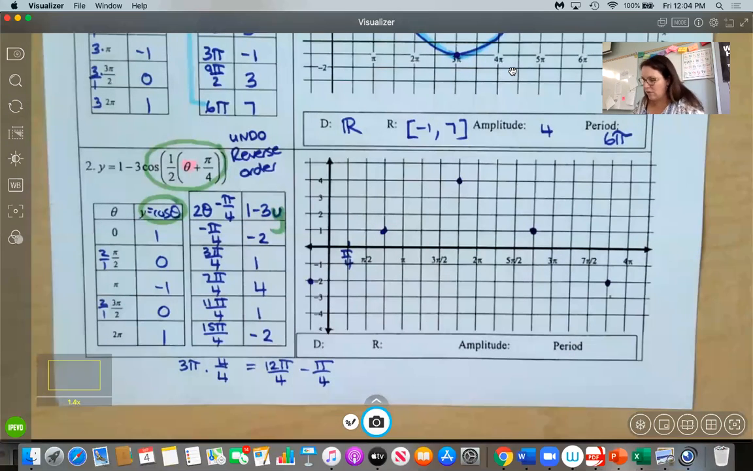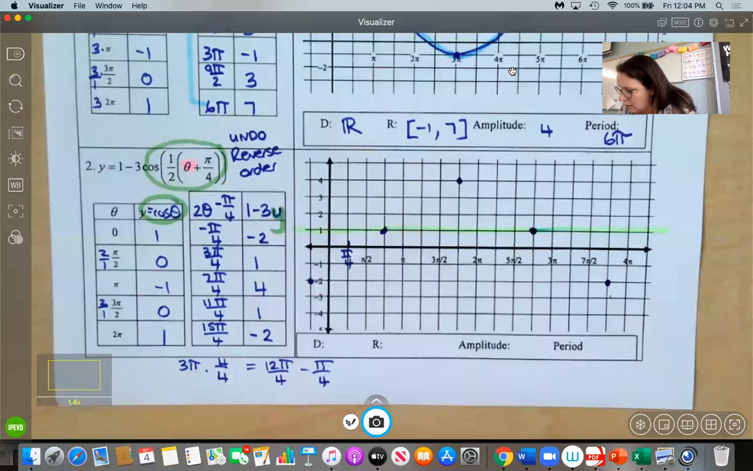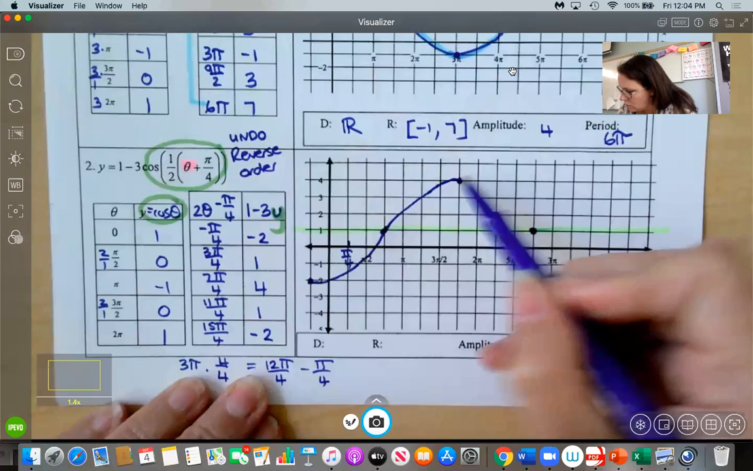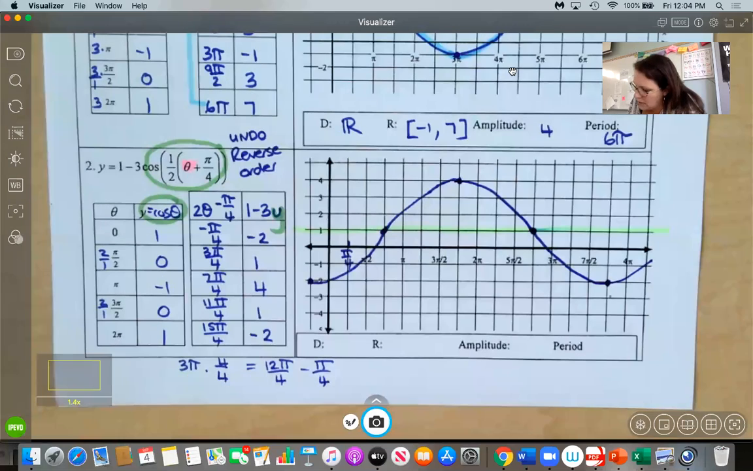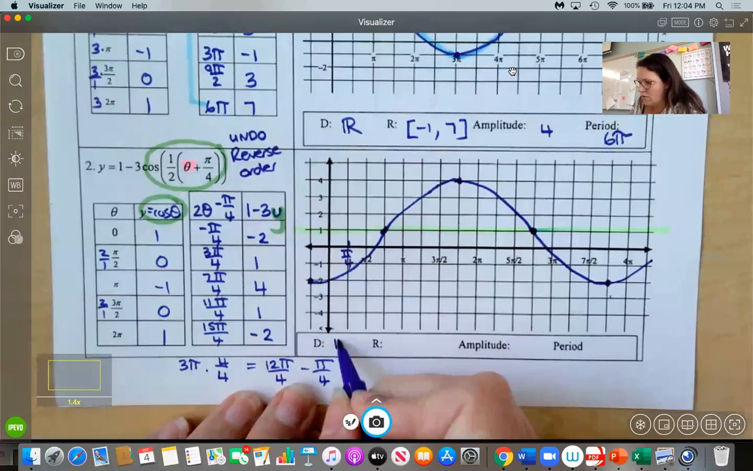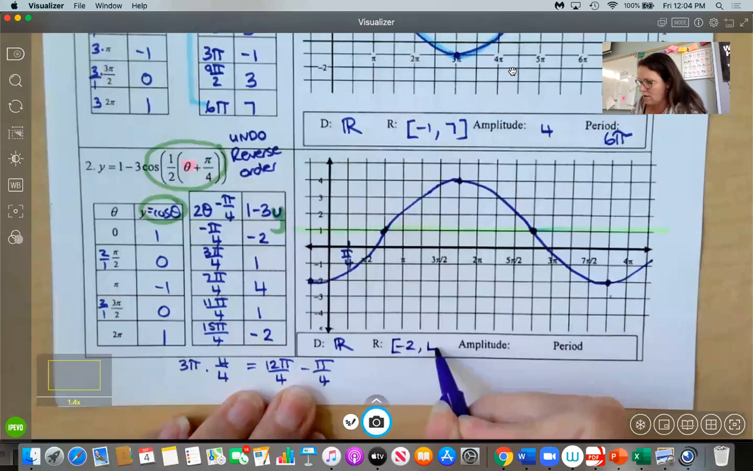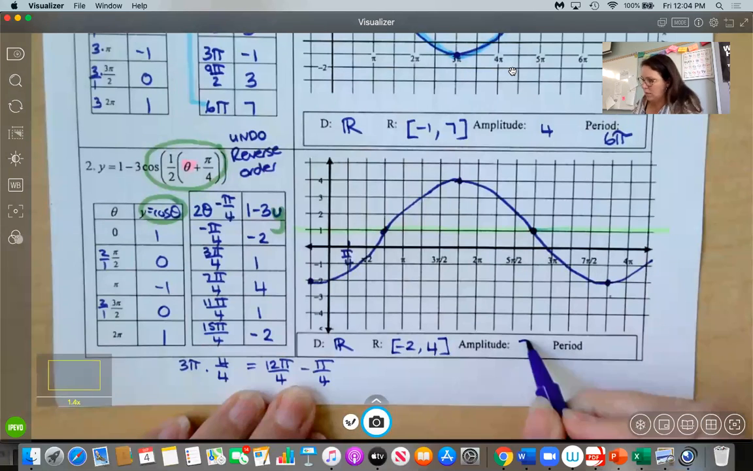Before I graph that function, again, I think it's easiest with a cosine function in particular, if you draw that midline in there and then connect your dots together with a nice smooth curve. And then you can just make that keep going. The domain is going to be all real numbers. The range is going from my lowest y value, which is -2, to my highest y value, which is 4. The amplitude is going from the midline up to the highest point, so the amplitude is 3.